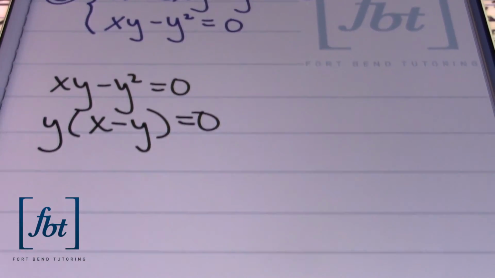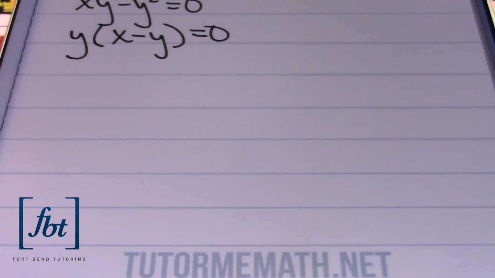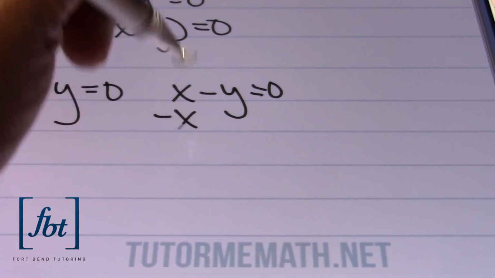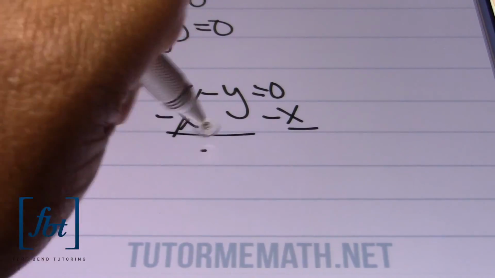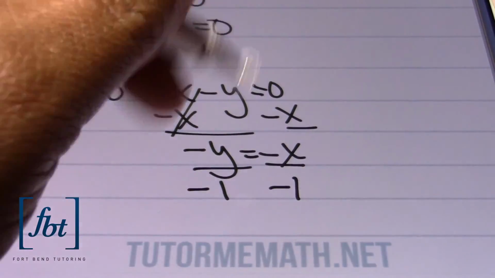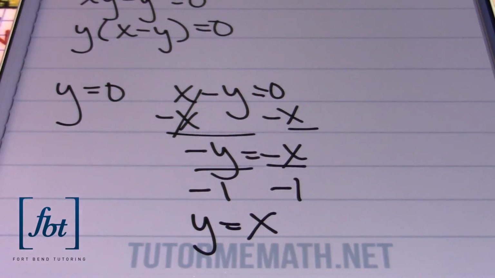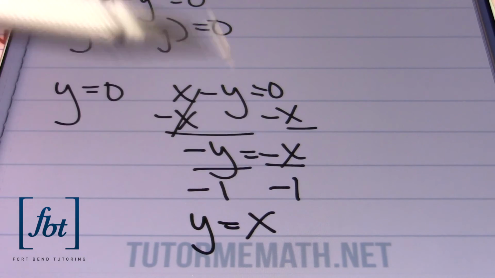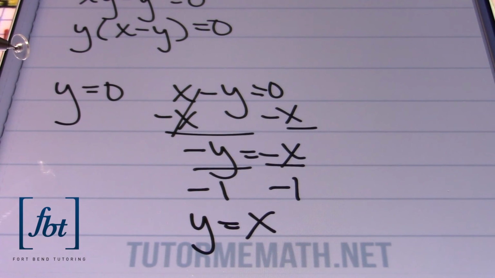So what do we learn from this? Well, using the zero factor property, y equals 0 or x minus y equals 0, which means that when we solve for y here, with negative y equals negative x, and then multiply both sides by negative 1, y equals x. Being as though we know that y equals 0 or y equals x, let's take these values of y and see what values of x we'll end up with, okay?